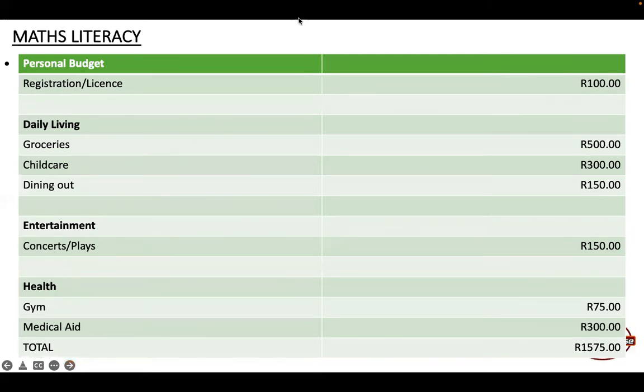Okay, so here we see an example of a personal budget. Okay, we see the registration, daily living, entertainment, health. Okay, so these are things that we would do, maybe every month. It's a good idea to look at our expenses and to see how much money we have coming in and how much money goes out. Why do you think personal budgeting is important?